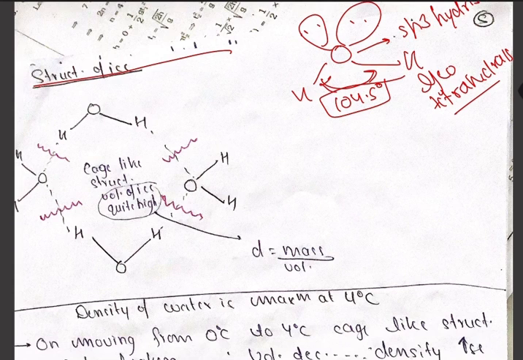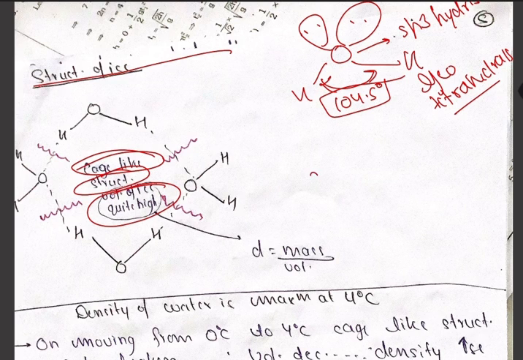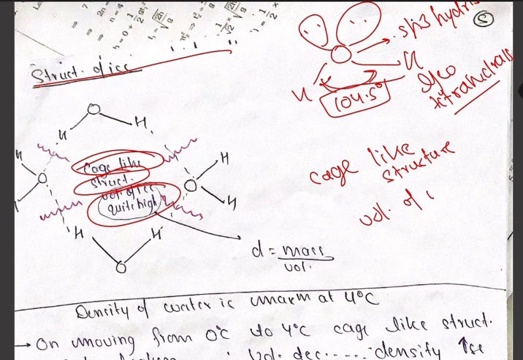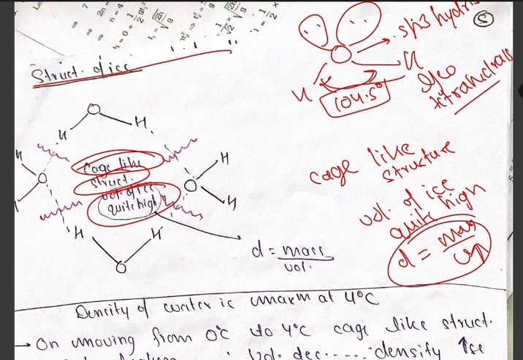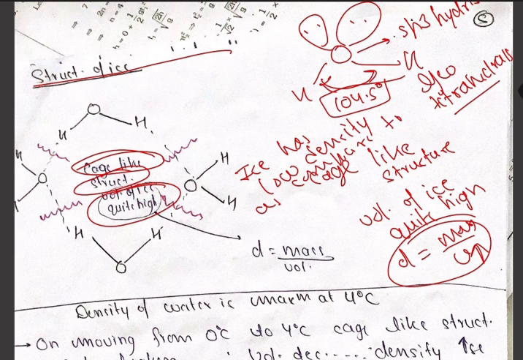The structure of ice is a cage-like structure, and the volume of ice is quite high. That's why, as density equals mass by volume, and the volume is high, ice has low density as compared to water.